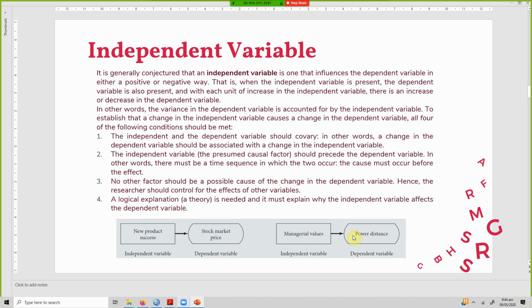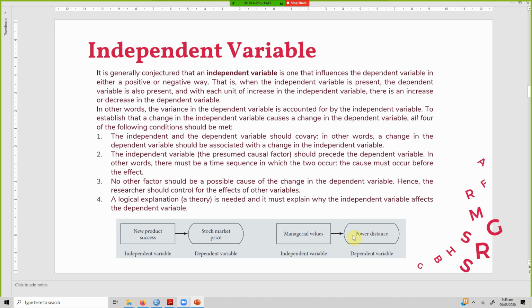To establish that a change in the independent variable causes a change in the dependent variable, all four of the following conditions should be met. Now, what are those conditions that should be met to establish that a change in the independent variable actually causes a change in the dependent variable?